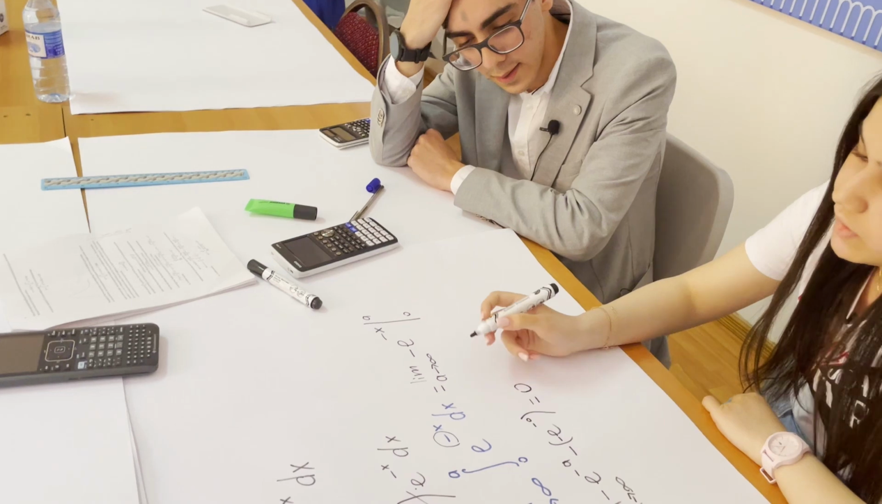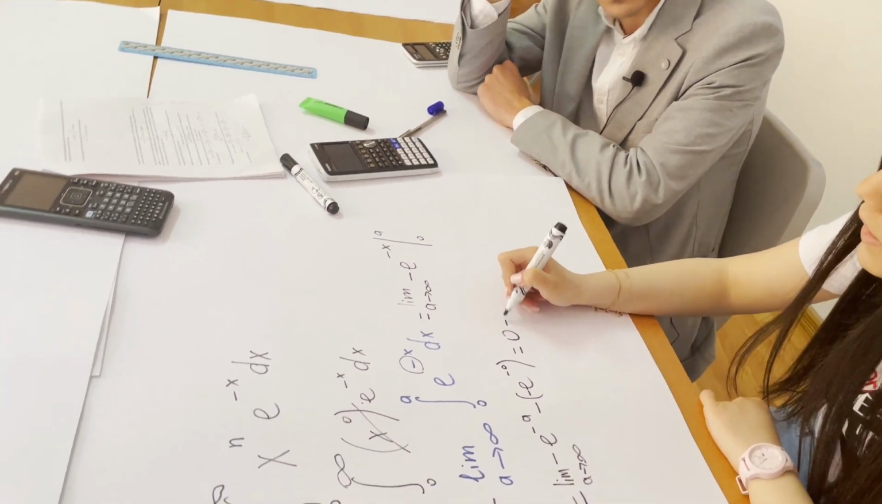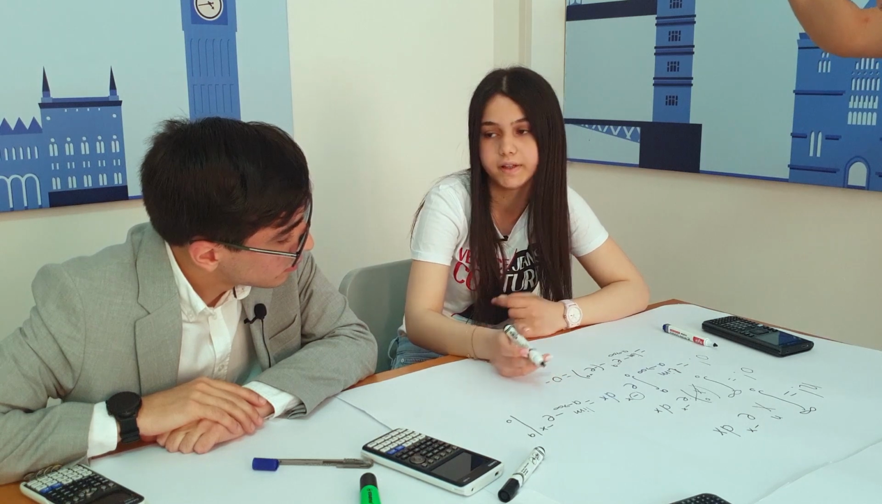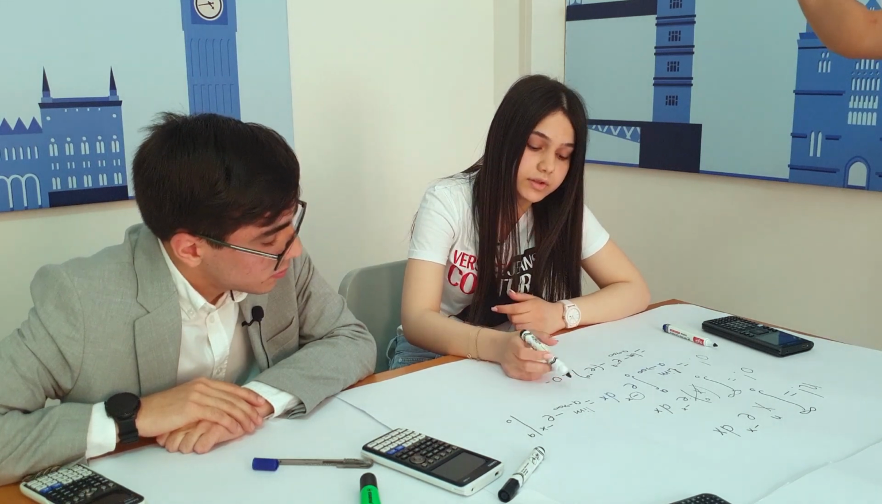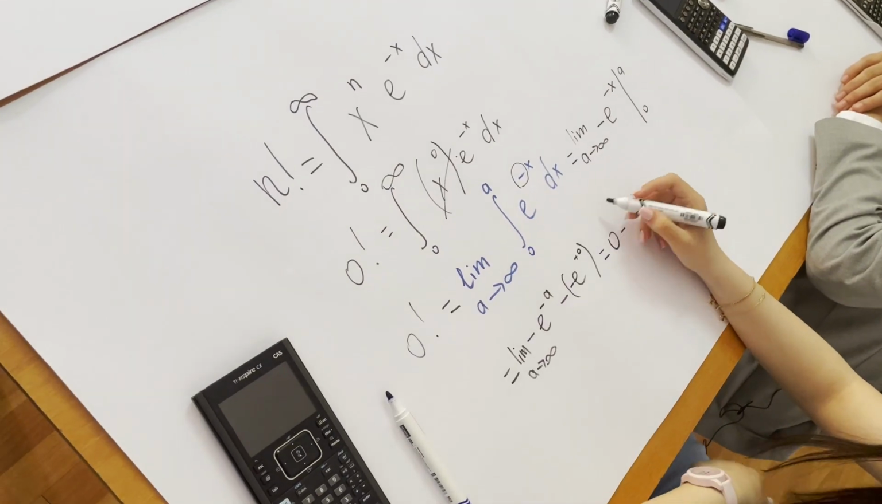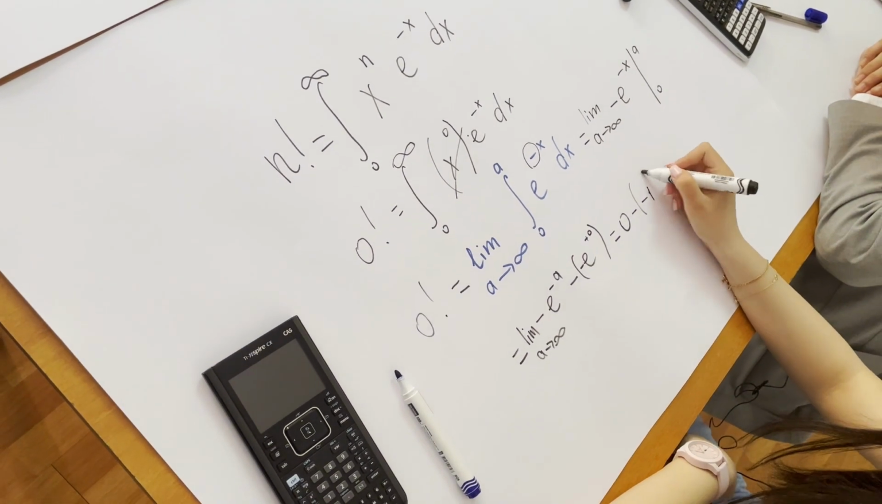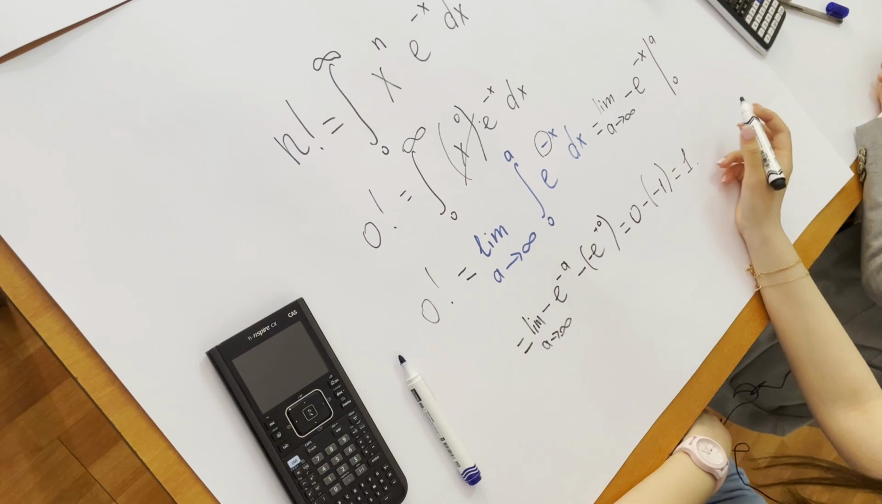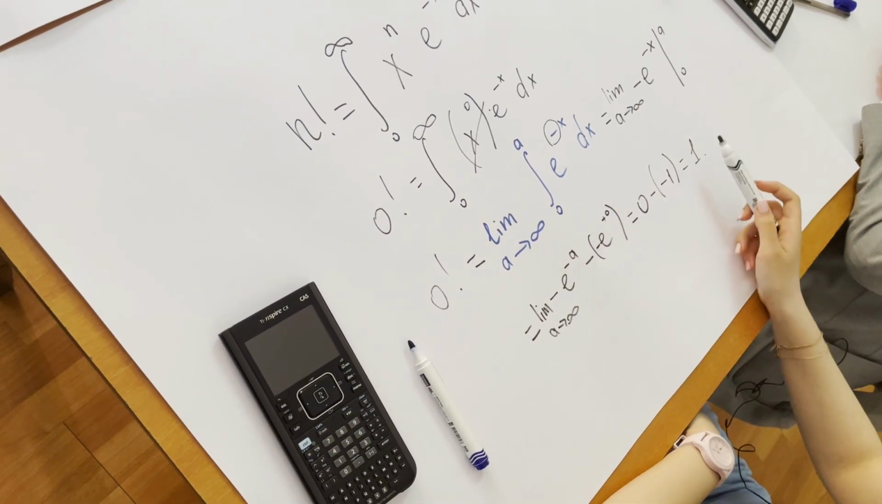I can write 0, just keep this sign here, and minus e to the power of 0, I can write just plus 0. Do not write any positive or negative sign behind 0. It's equal to just 1, and we have a negative sign in front, and it will be in the brackets. 0 minus 1 will give us 1. So I have proved that 0 factorial is equal to 1.